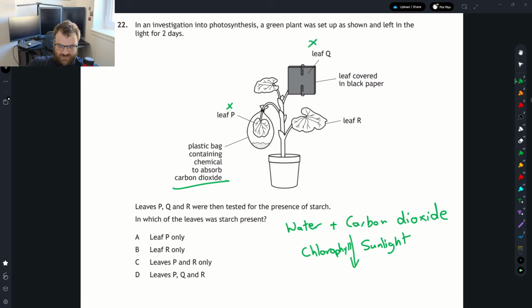It will not photosynthesize. Leaf R has light. It is green, so that's the chlorophyll bit taken care of. Light can shine on it. It has access to the carbon dioxide in the air, and it has water coming from the roots in the soil. So that looks like it should just be R. Is the only one that does that.